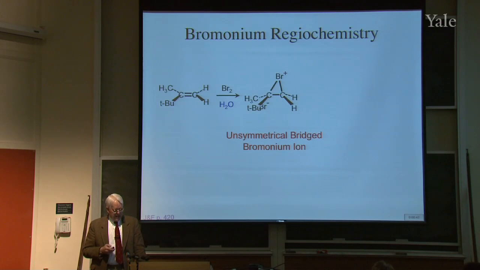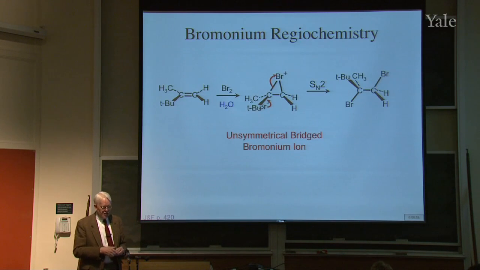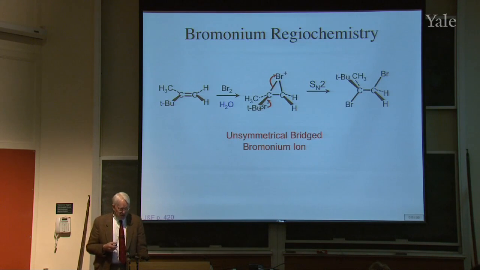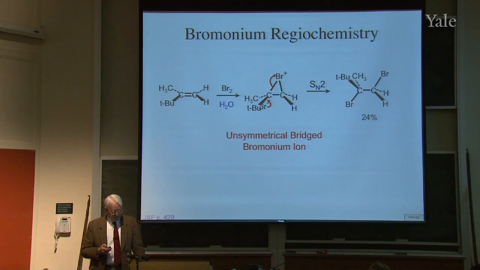And then if the bromide comes in, backside at the carbon to do its SN2 reaction, you get the product that's just like the one we showed before with chlorine, except it's two bromines that have added in this case. And that's only formed in 24% yield in this case. What do you think the dominant product is? Antonia, can you see any alternative?